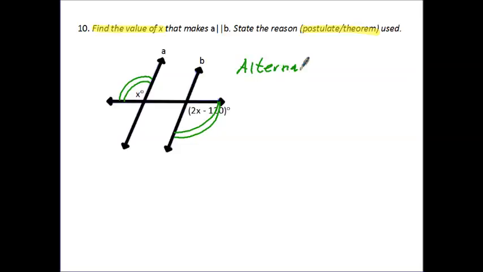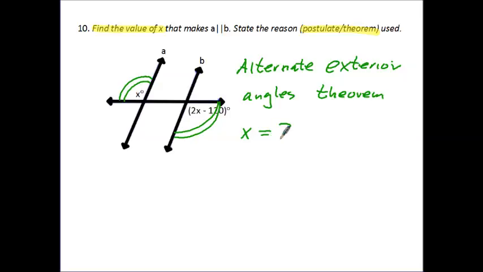We're using the alternate exterior angles theorem. And what does that tell us? The alternate exterior angles theorem tells us that these two angles are congruent. So we're not adding them up to 180 degrees. We use the fact that they have to be the same. So this is how we set up our equation.